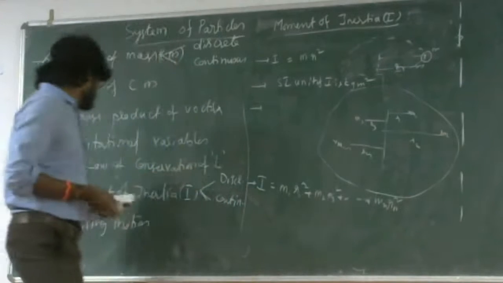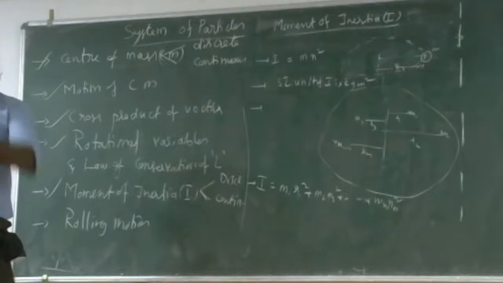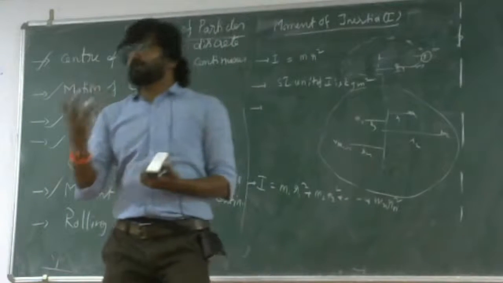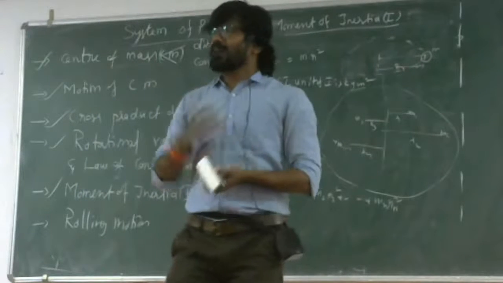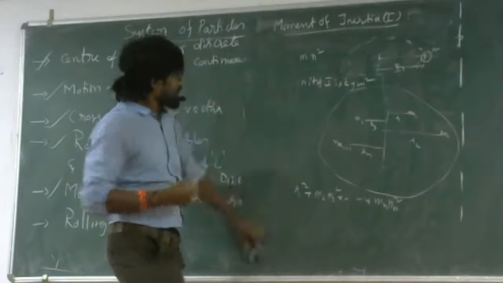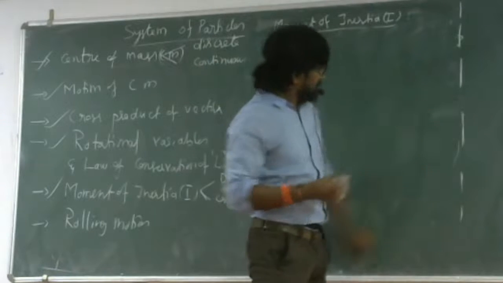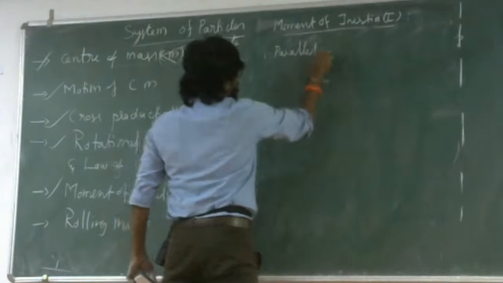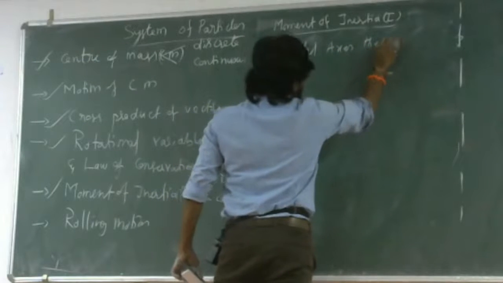Okay. Next, let us see for discrete particle systems. We usually use two theorems to find the moment of inertia of such systems. One is the parallel axis theorem, another one is the perpendicular axis theorem. Let us see what those are. What is the parallel axis theorem, what is the perpendicular axis theorem.